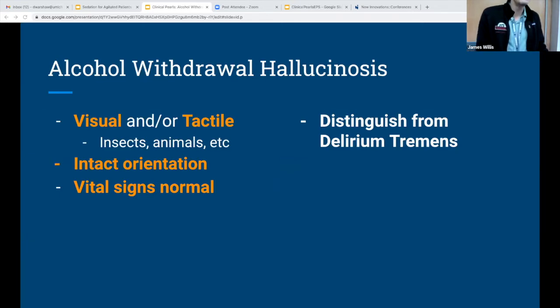General timeline from last drink, usually 12 to 48 hours, and they tend to resolve within 24 to 48 hours after onset. They're usually visual or tactile, so insects and animals are one of the more documented manifestations. And you want to distinguish this from delirium tremens, which is the more scarier thing here. And the way you do that is they tend to have intact orientation. So they're aware that they're having these hallucinations. And then vital signs tend to be pretty normal.